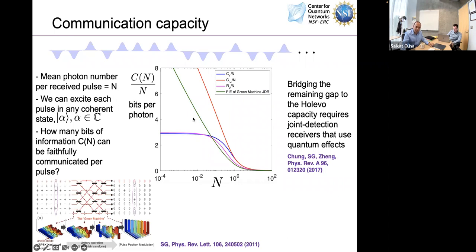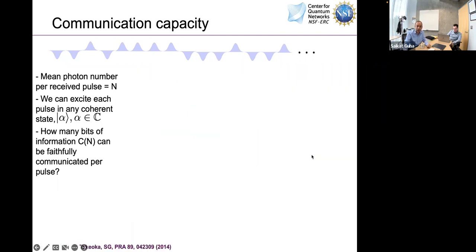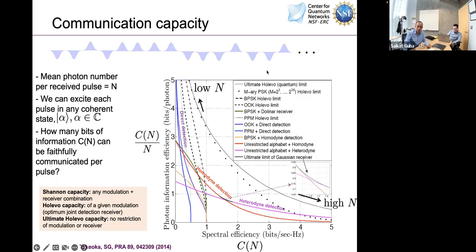But then, to bridge the rest of the gap all the way to the Holevo limit will require joint detection receivers that also use quantum effects like squeezing internally within the confines of the receiver. And if you don't restrict yourself to BPSK modulation, you can find the best possible Holevo capacity with no restrictions on the modulation or the receiver.